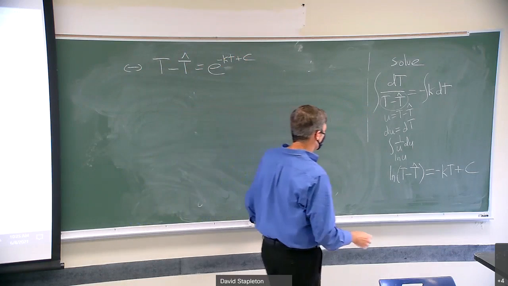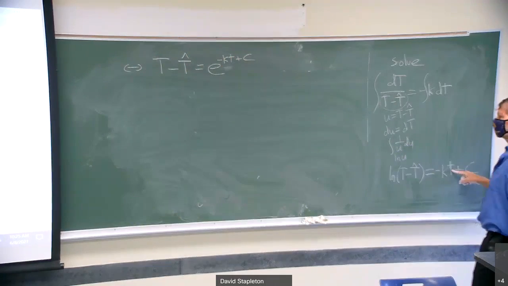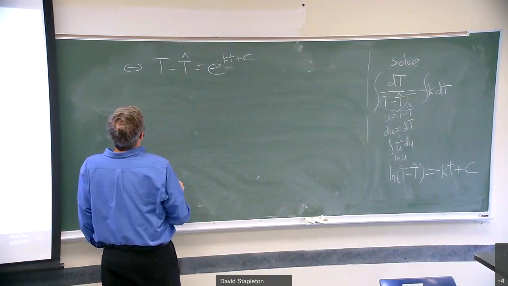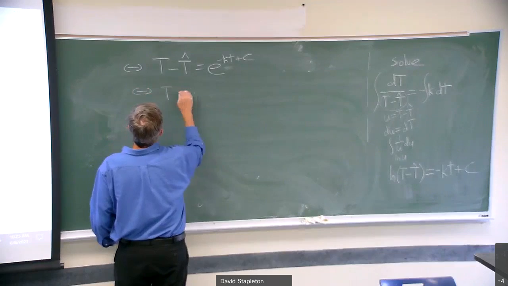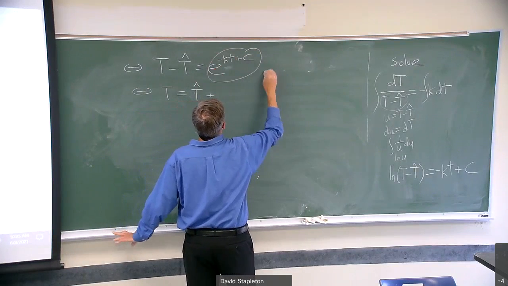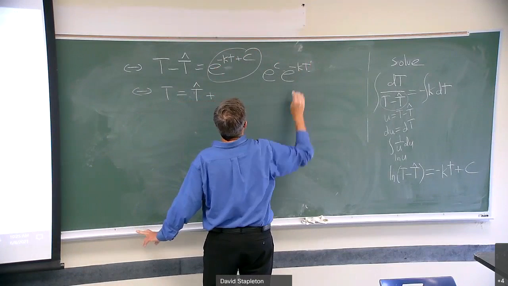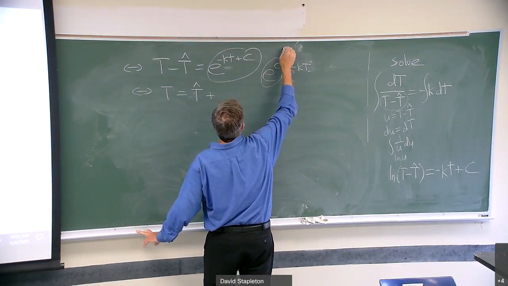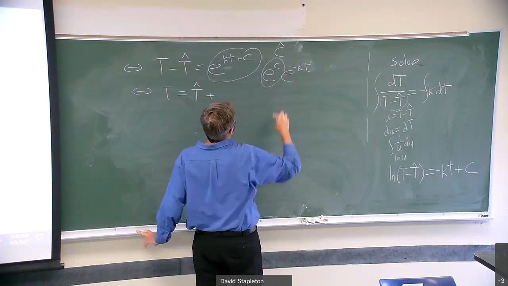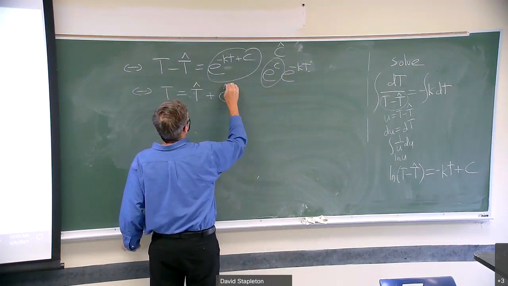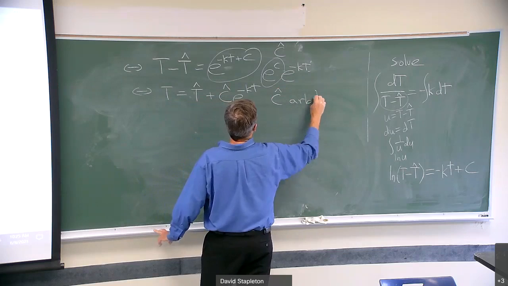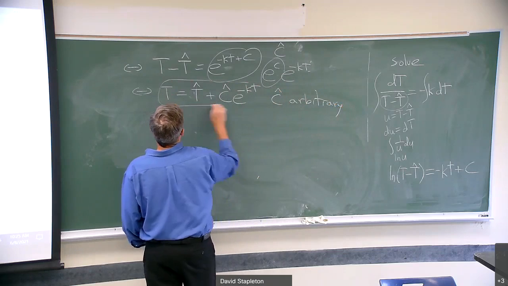This is little t. You gotta be careful here. That's the time, kt plus c. And now, equivalently, it's T equals T hat, the initial temperature, plus, let's rewrite this as e to the c times e to the minus kt. And we'll call this an arbitrary constant, c hat. Let c hat equal this, now an arbitrary positive constant. C hat arbitrary for a moment. So these are all the solutions to the differential equation.